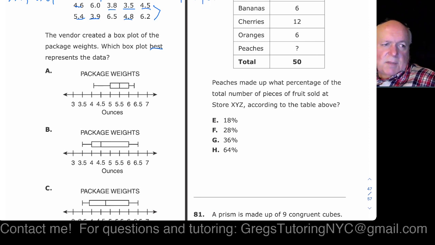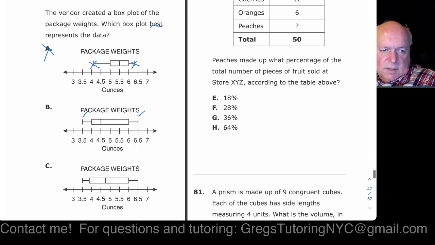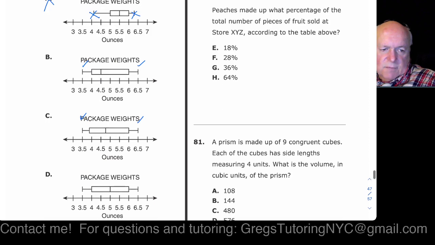So it seems to me the min is 3.5, and the max is 6.5. So let's see. This is 4, and that is not that. So A looks like it's not the answer. B is 3.5 and 6.5. So B so far is in the running. 3.5 and 6.5, good. And this is 3.5 and 6.5 from that, okay?